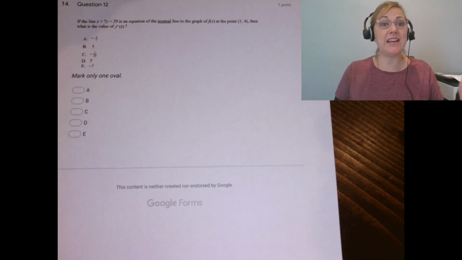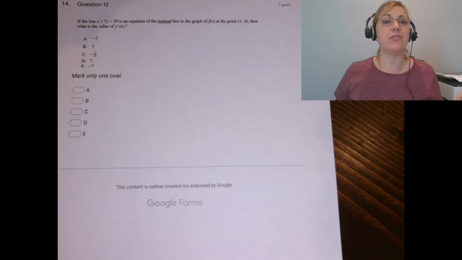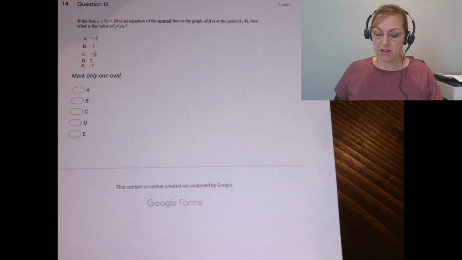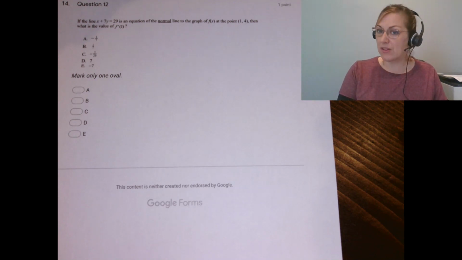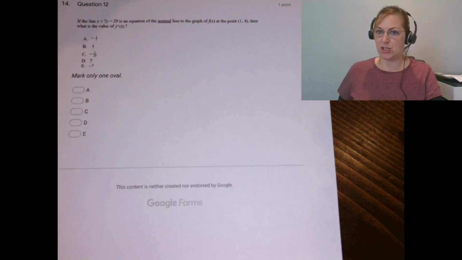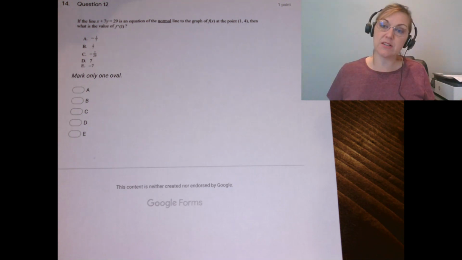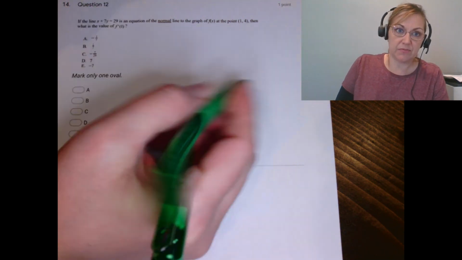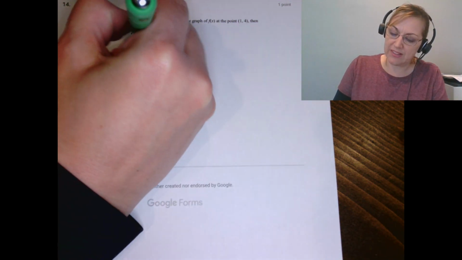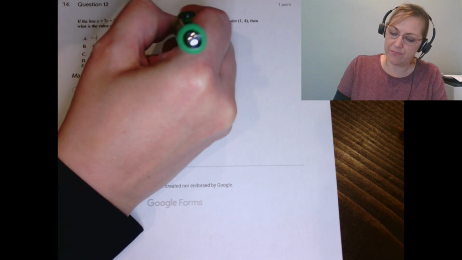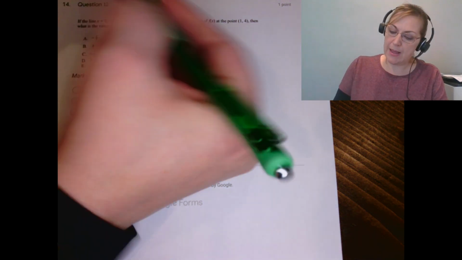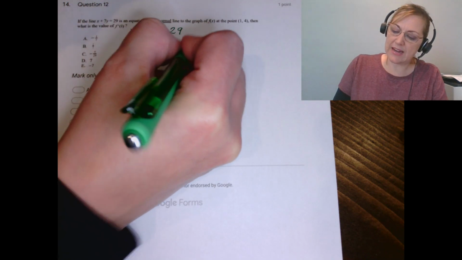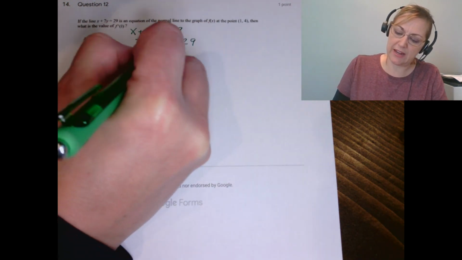It says, here's the line. That's a normal line. Here's the equation of a normal line at the point 1,4. What's the value of the derivative? Now, you're going to have to remember the normal line is perpendicular to the tangent. The derivative tells us the slope of the tangent. So if this is the normal line, let's find its slope first. I can move the x over, and I can divide by 7 on everything.